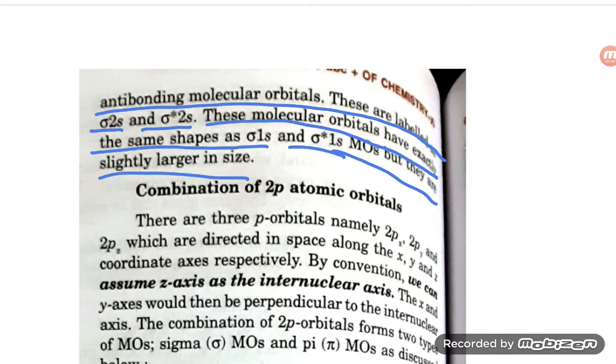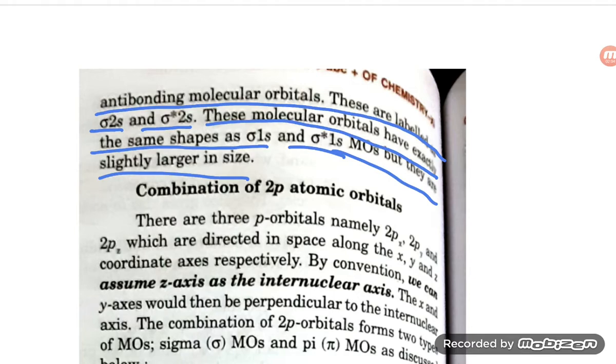Okay students, how are we able to draw the diagram of these, when we are talking about the sigma 1s and sigma 2s orbitals? The diagram will be like this. When it is additive, the two nuclei come close together, and when it is subtractive, the two nuclei go away. So first let us try to understand additive and subtractive, how it is happening.